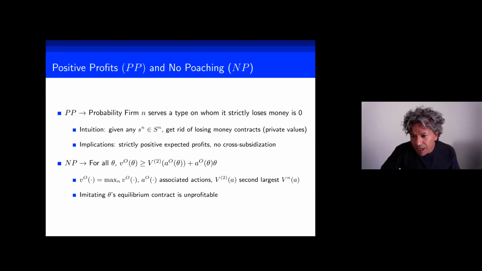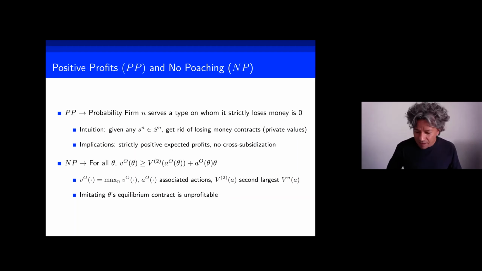And this relies on something that was implicit in the description of the model, namely that the model exhibits private values. That is, firms do not care directly about the type of the agent, they care indirectly through the agent's choices. And since we assume relevance as well, that is, each firm is strictly best at serving at least one type of agent, then every firm in equilibrium will make strictly positive expected profits, and there will be no cross-subsidization. That's one property, and as I said, it goes beyond just an equilibrium property.